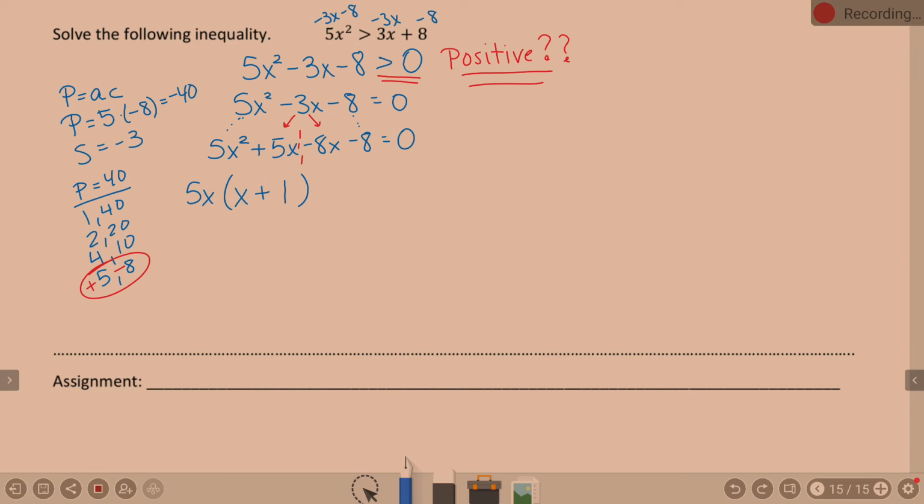GCF of the second half: 8. There's an 8 in common. Because that first term is negative, I am going to go the negative 8 route. So I'm going to factor a negative 8 out here. Negative 8x divided by negative 8, positive x. Negative 8 divided by negative 8, plus 1. Still equals 0. I like what's happening, yes? I like it when I see the matches.